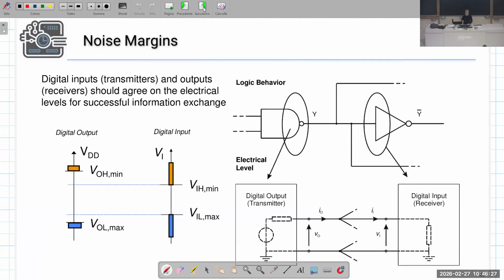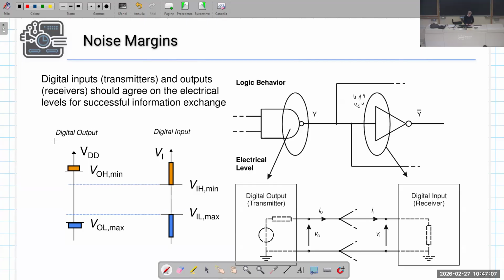Let's go on with the main topic. We have a digital output that provides a signal that is to be connected to the digital input of another gate. What conditions should be respected to make sure that the second gate, the receiver, properly interprets the high or low logic level provided by the first gate, which acts as a transmitter?